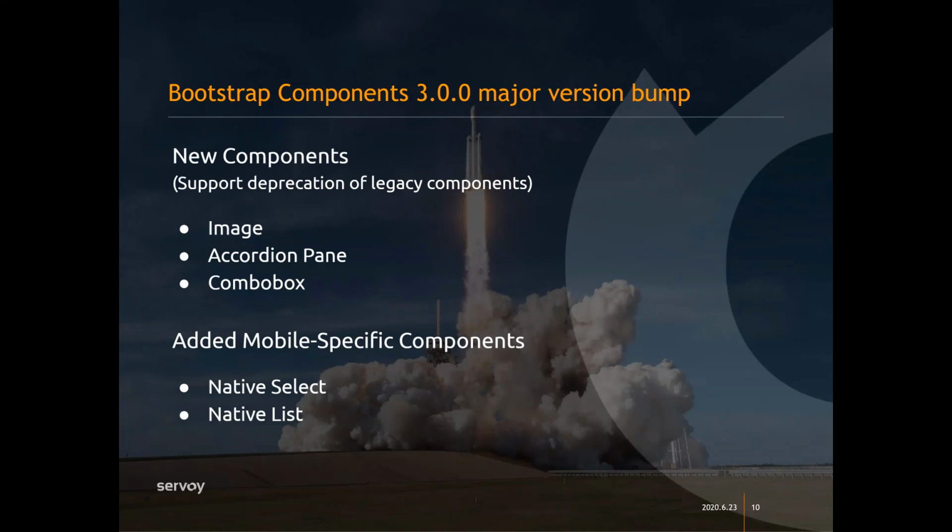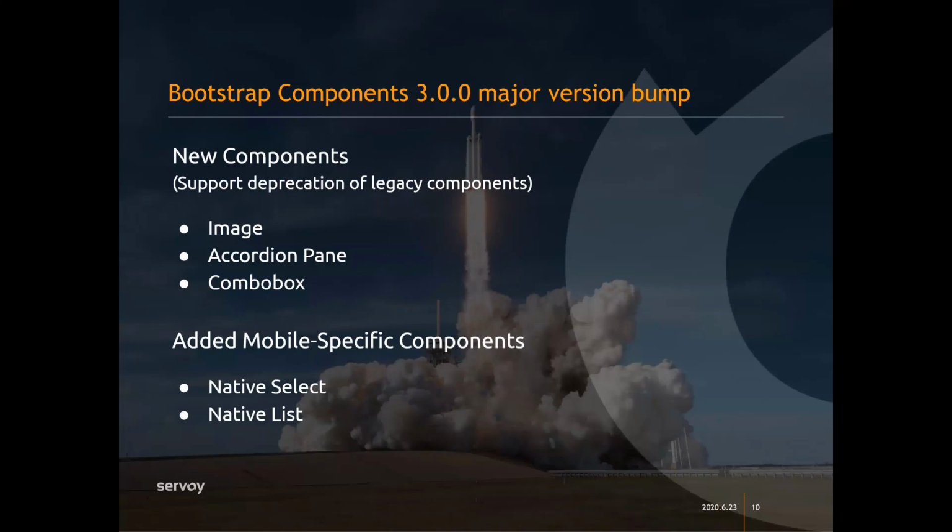So now it makes a lot more sense. We also added a native list, which is the corollary to the legacy list box. List boxes aren't so common in browser applications anymore, but it does look more like that native type list box that you might see on a mobile application. So those 5 components were added. So definitely Bootstrap got a major version bump.